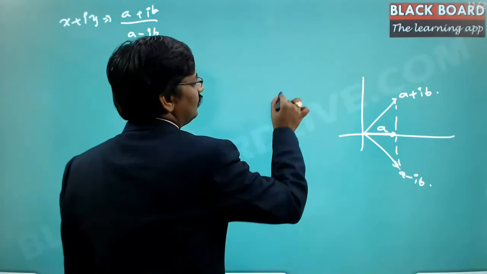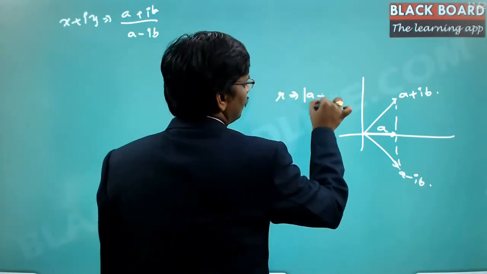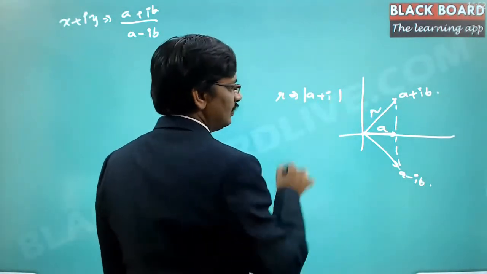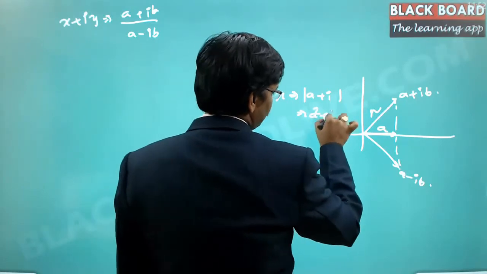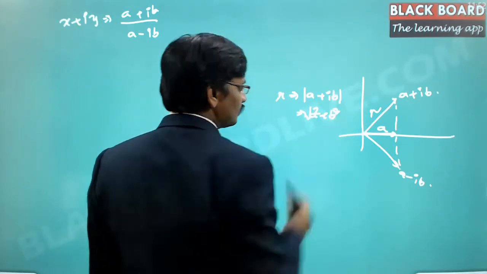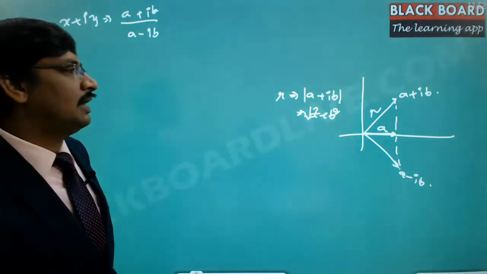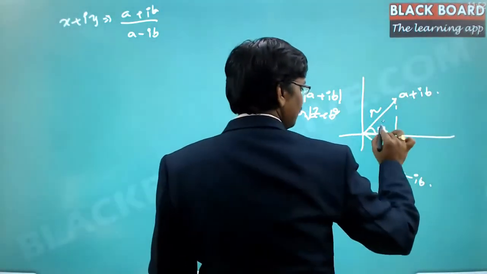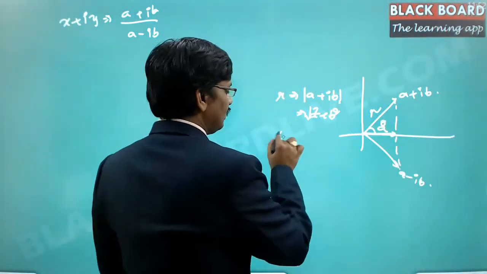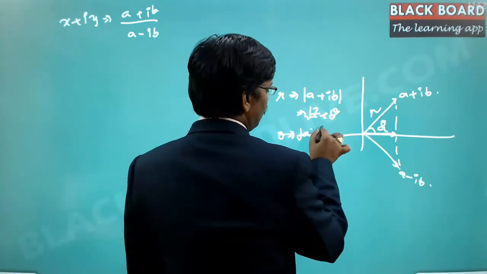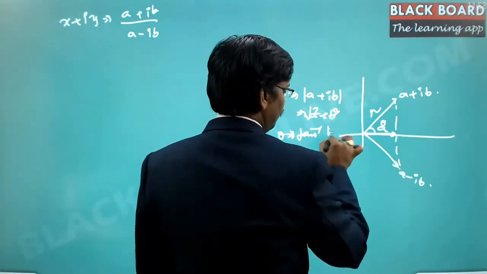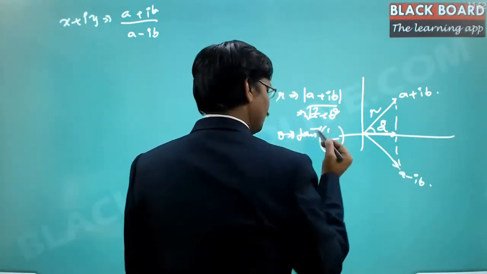Now, the r value is equal to the modulus of a plus ib. So, this is the r value, which is nothing but square root of a square plus b square. So, that is the modulus value. And then the angle theta needs to be expressed in the polar form. Theta is equal to tan inverse of this height, b divided by a, tan inverse of b by a.